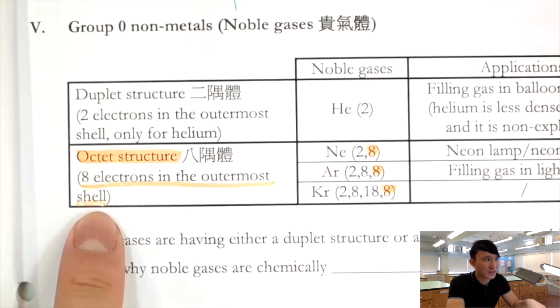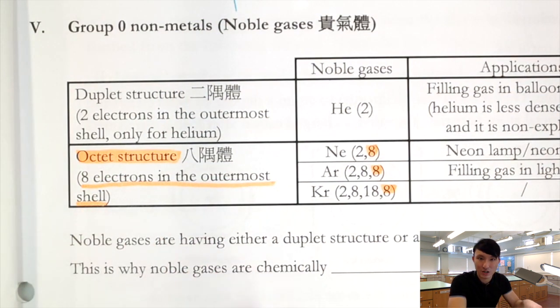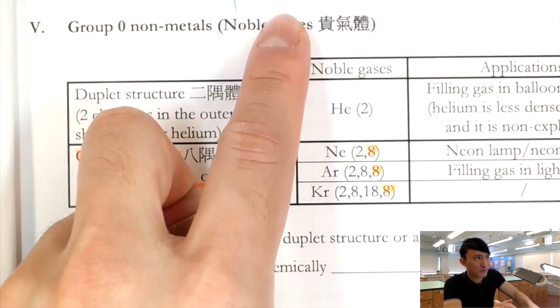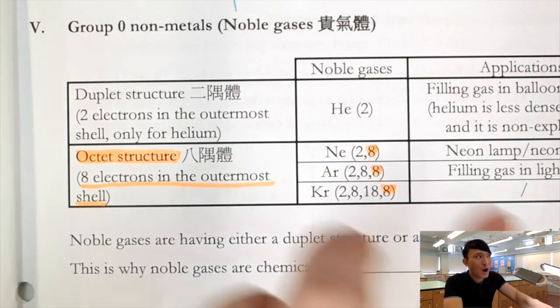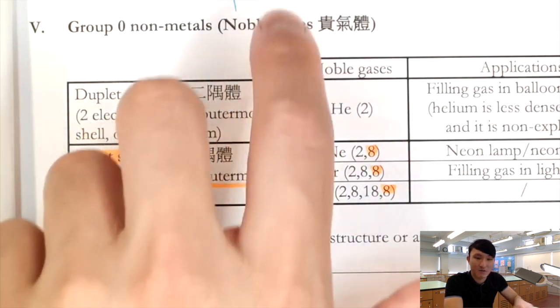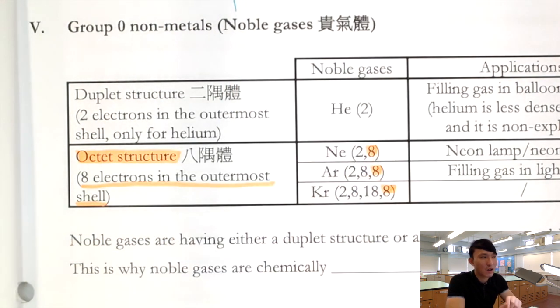Now, please remember this, because this is very important. And why is it very important? Is because whenever you have an octet structure, you are very, very stable. Okay? Whenever you have an element having 8 electrons in the outermost shell, they are very, very stable. Now, if they are very stable, that means they don't want to change. If they don't want to change, that means they are unreactive. So that's why you can tell why group 0 nonmetals are unreactive, because they all have octet electronic arrangements.